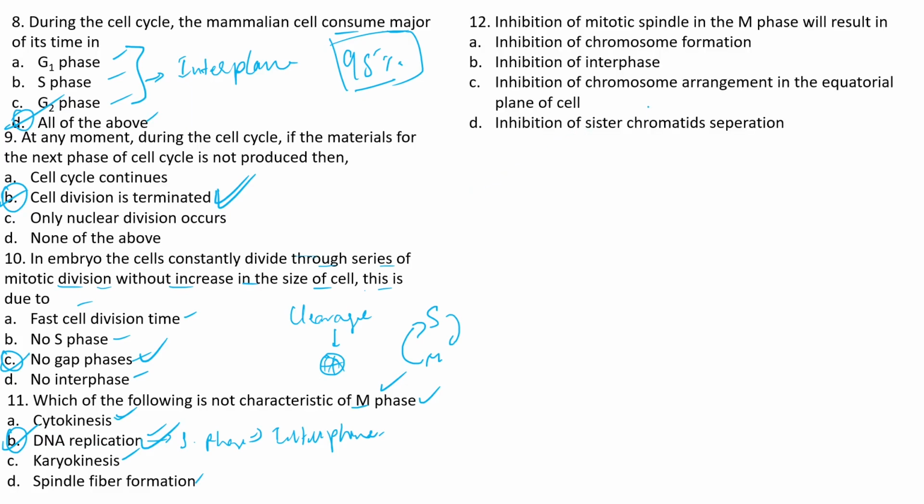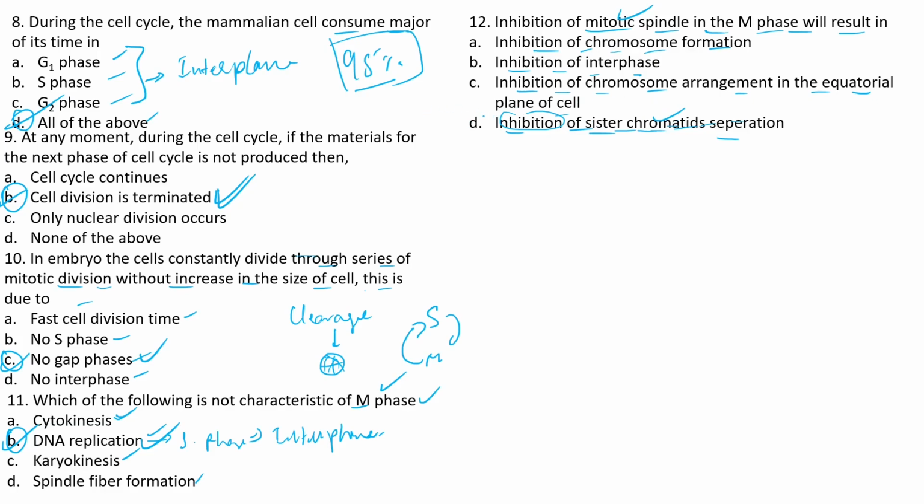Next, the inhibition of the mitotic spindle in the M phase will result in: inhibition of chromosome formation, inhibition of interphase, inhibition of chromosome arrangement in the equatorial plane of the cell, or inhibition of sister chromatid separation. You can see that the mitotic spindle is mainly required for the separation of sister chromatids. So if I am not allowing the mitotic spindle to form, there is no separation. Rather than the term inhibition, we can say that no sister chromatid separation is observed.